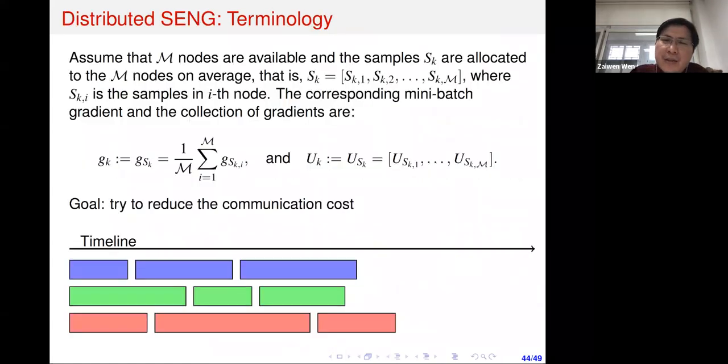Next, how about if we want to solve the problem on ImageNet? Because the size of the data is huge, we have to do parallel computation. So we designed a distributed natural gradient method. We divide the data and allocate it on different nodes. The goal is to reduce the communication cost, and hopefully everything is done in parallel without data blocking.